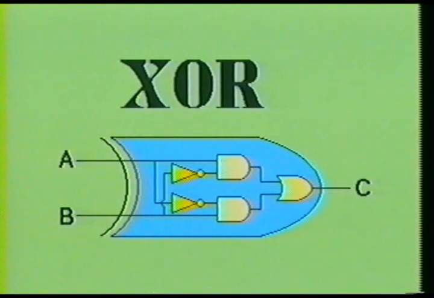Here we see an equivalent circuit of the exclusive OR gate. Notice that it consists of 2 inverters, 2 AND gates, and 1 OR gate. Let's examine the logic combinations of this gate.